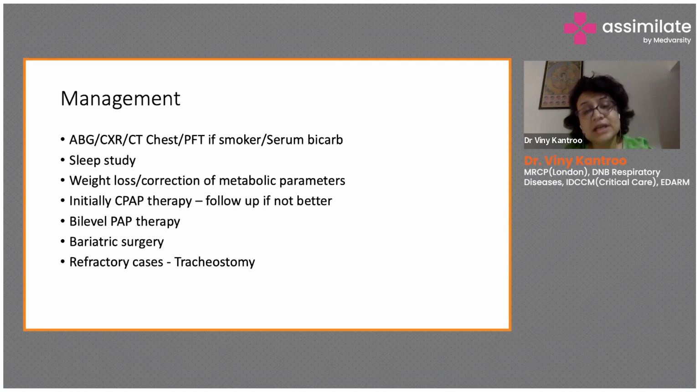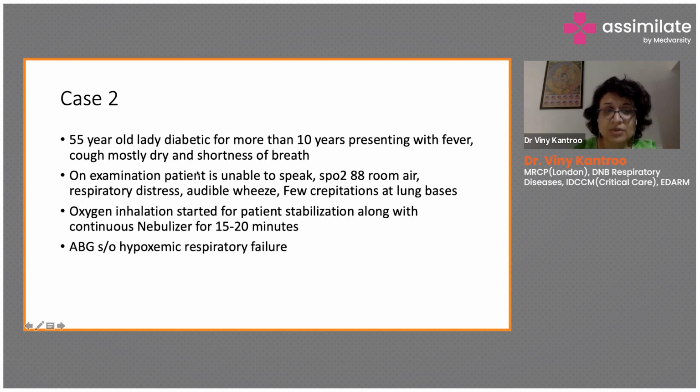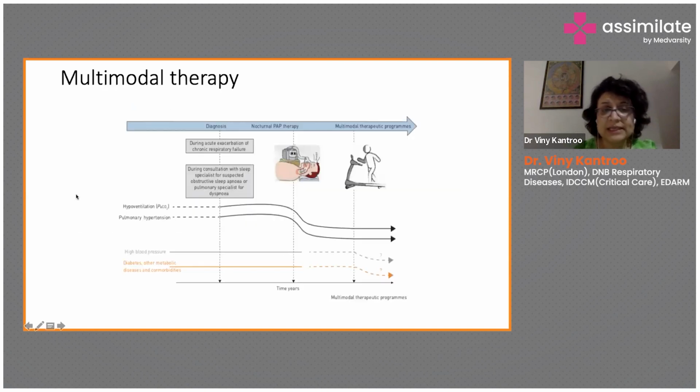In refractory cases, sometimes we do get patients who are not getting better even with bi-level therapy, and they could require tracheostomy. So in all, we have seen that it is multimodal therapy which helps in the betterment of your patients.